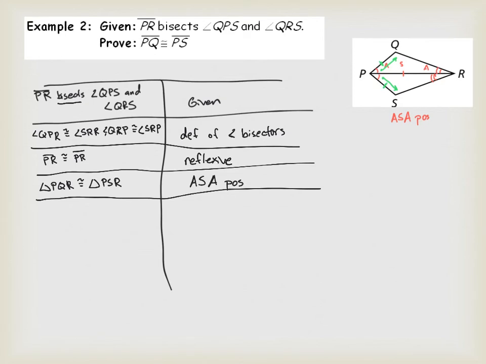Again, make sure your angles match up. Corresponding angles need to match up. Now that I've proven that these two triangles are congruent, I can go to my last step and say that PQ, line segment PQ, is congruent to line segment PS because of corresponding parts of congruent triangles are congruent.